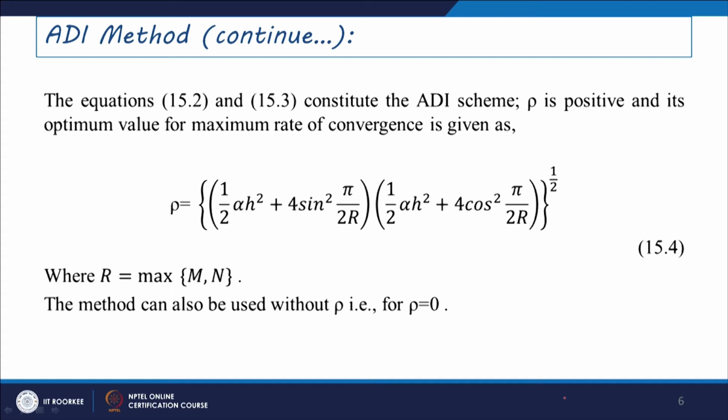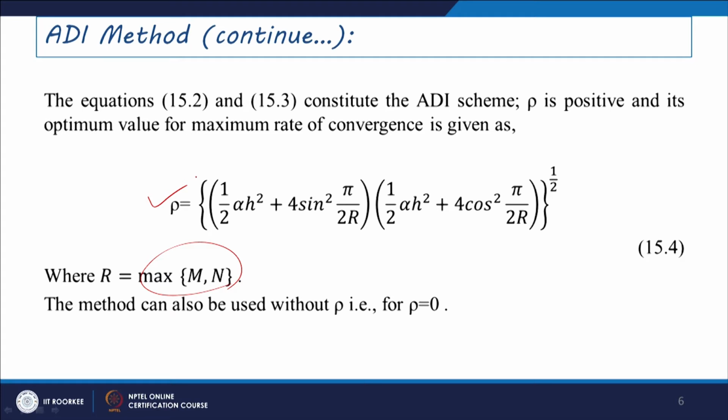So, especially in the last lecture we discussed the successive over relaxation method, where this relaxation parameter is used for higher grid sizes in the form of half alpha h square plus 4 sin square pi by 2r into half alpha h square plus 4 cos square pi by 2r, whole to the power half, where r can be considered as the maximum of m and n. Always we consider rho positive, and its optimum value for the maximum rate of convergence can be obtained from this equation here.